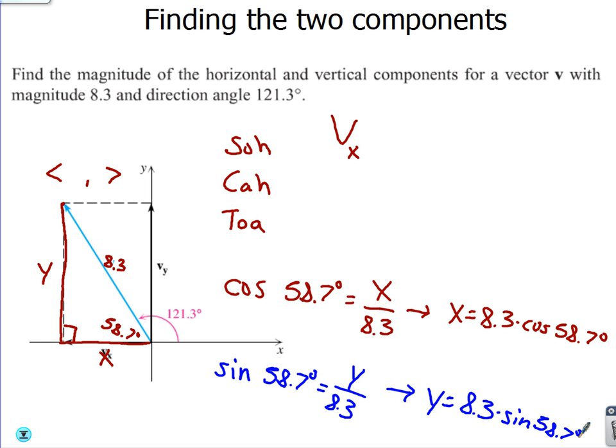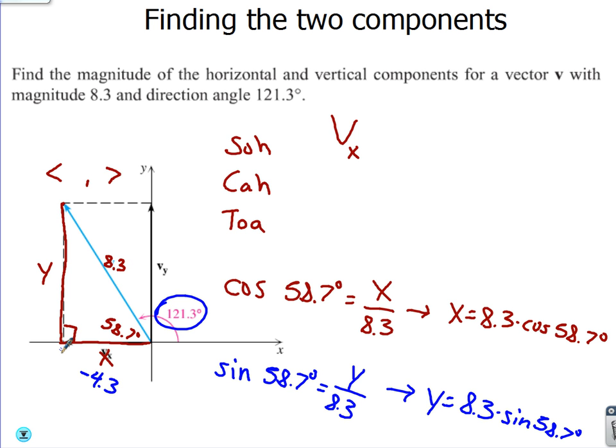Now, I used 58.7 there. Honestly, if you'd used this 121.3, you wouldn't have to fool with the positives and negatives. It would have worked out for you. But what did y'all get for your x component? Anybody get it? And it will be negative. Does everybody understand why? Because we're going to the left.